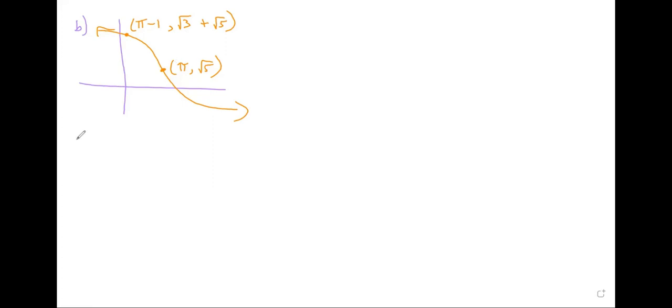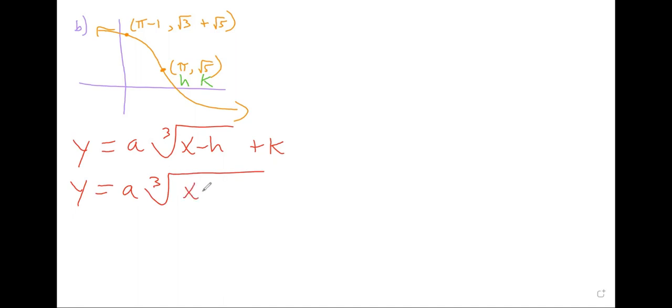So this looks like a cube root function. So we're going to use the one that looks like this: a times the cubic root of x minus h, plus k. And we know that the inflection point is the one in the middle. It's where the graph begins to turn. And that is going to be your h and your k. So plugging in those numbers for h and k, we get all this here. When you plug in the inflection point, h, k, that's what we get.